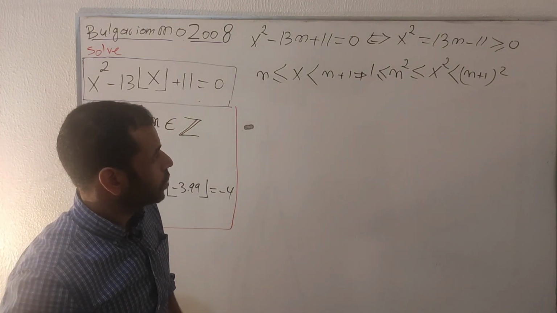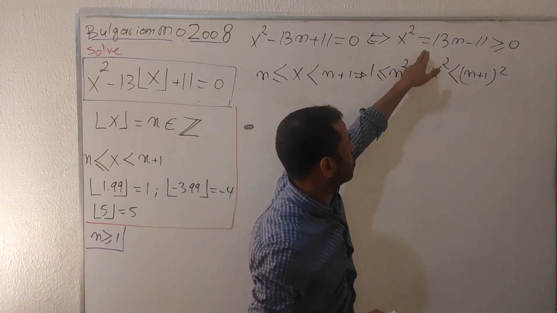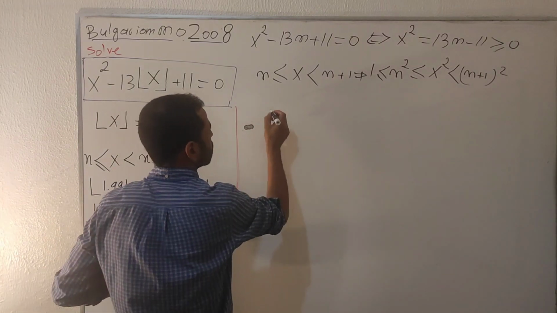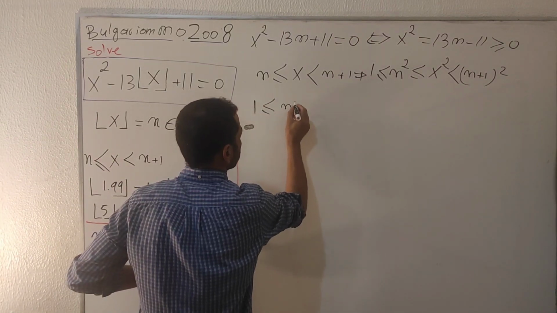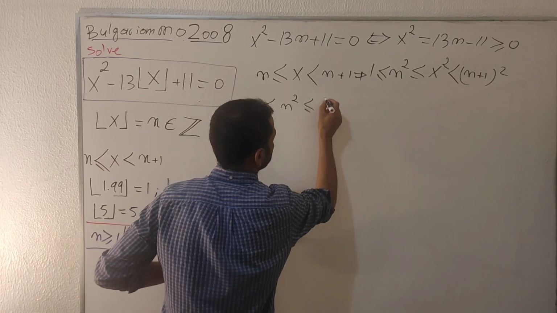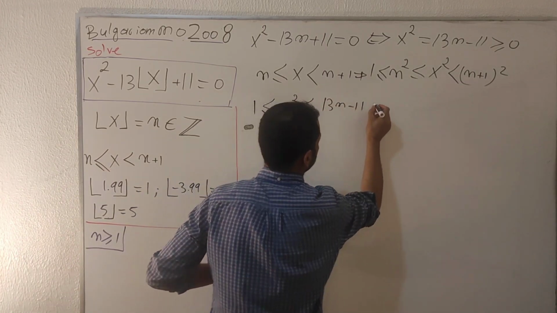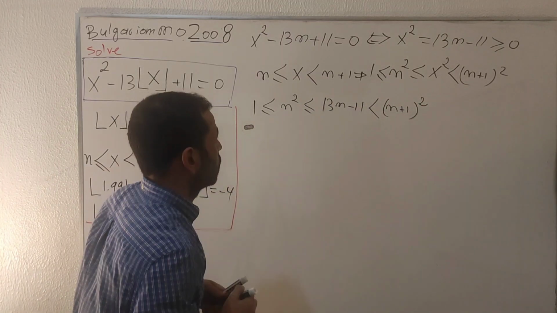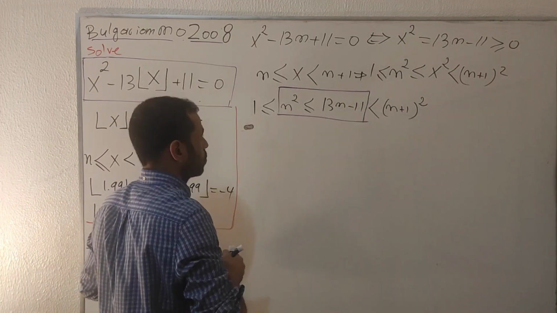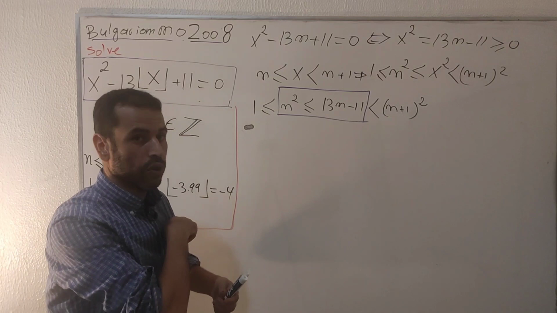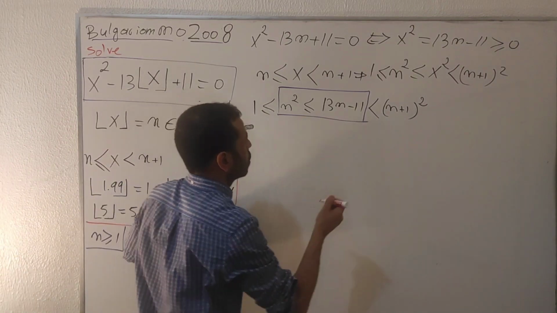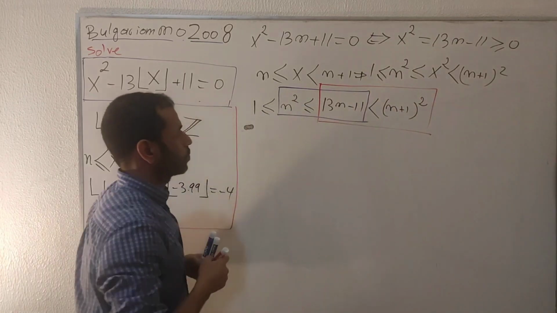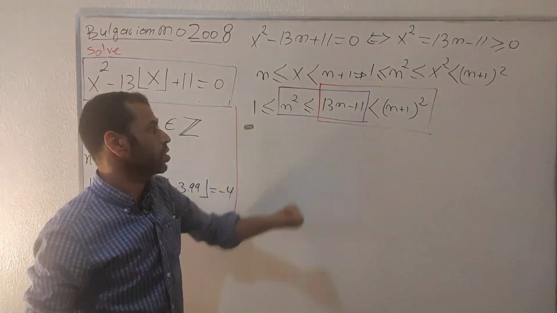Now I'm taking this value of x squared and replacing it in this inequality. I get 1 is less than or equal to n squared, which is less than or equal to 13n minus 11, which is strictly less than (n plus 1) squared. Now we have two things here. I'm going to divide this into two inequalities and work on each one separately.